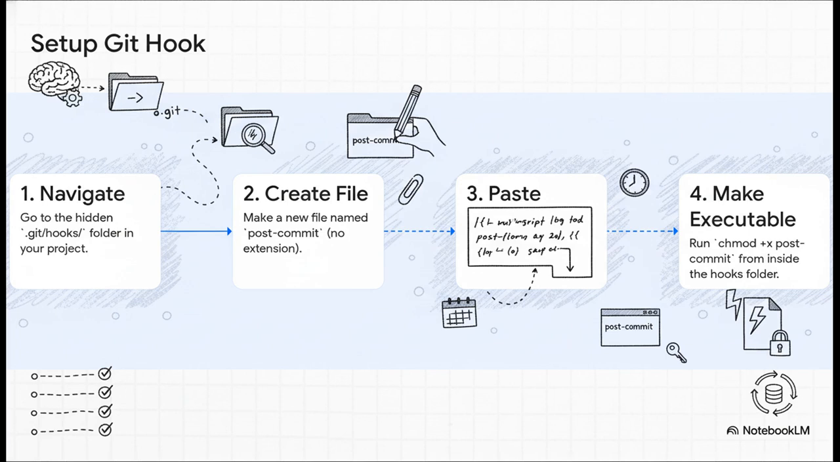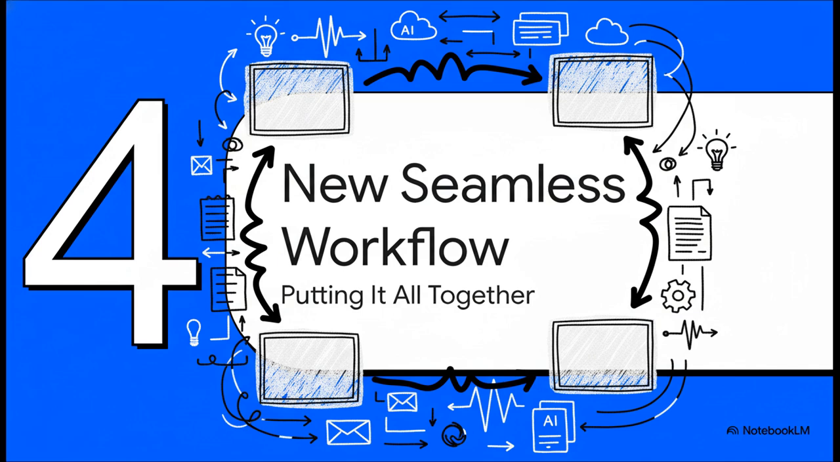You just go into the hidden .git/hooks folder, create a new file called post-commit, paste in a tiny script, and make it executable. That's it. From that point on, every single commit you make gets logged automatically without you even thinking about it. Okay, deep breath. We've built all the pieces. We have all 4 layers. Now let's put it all together and see what your new super-powered workflow actually looks like in practice.